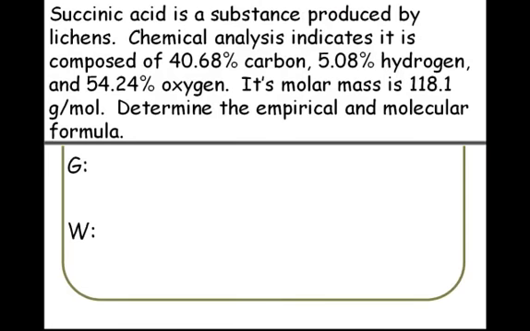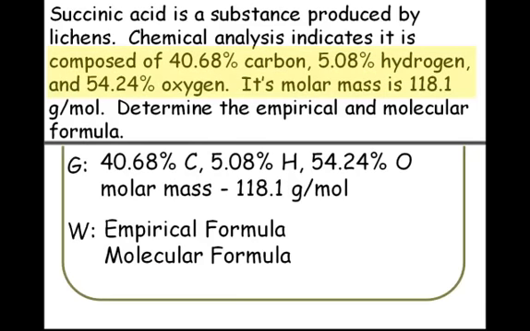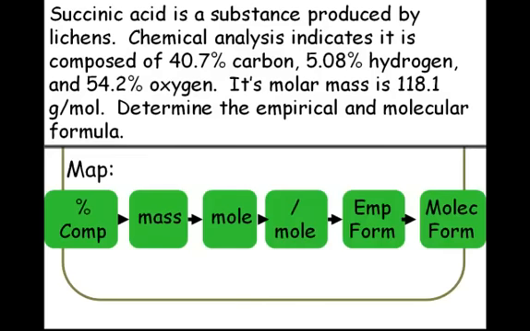In this problem, we're given our percent composition of 40.68% carbon, 5.08% hydrogen, and 54.24% oxygen. We're also given the molar mass at 118.1 grams per mole. In order to determine the molecular formula, we're going to have to determine the empirical formula first. So the first thing that we're going to have to do is take our percent composition and figure out the mass. Once we figure out the mass, we can determine the number of moles. We'll divide by the smallest number of moles. That'll give us the empirical formula from which we can calculate the molecular formula.